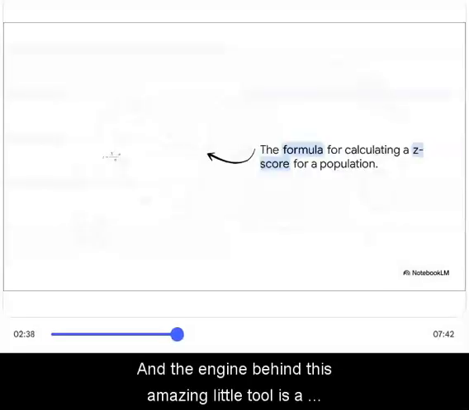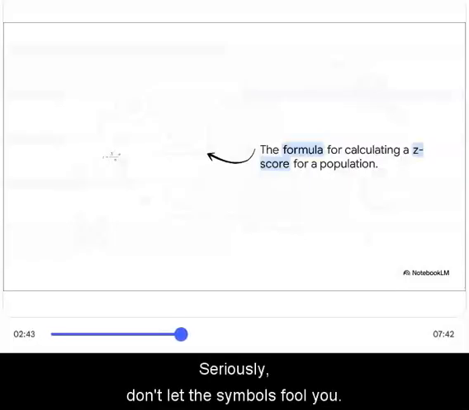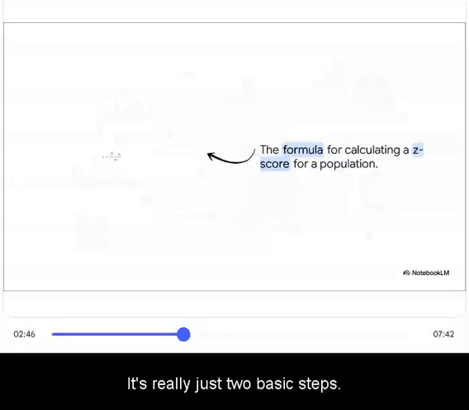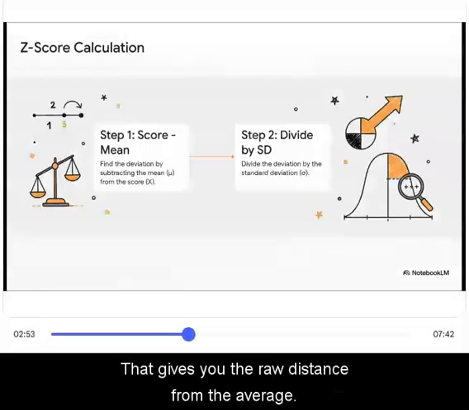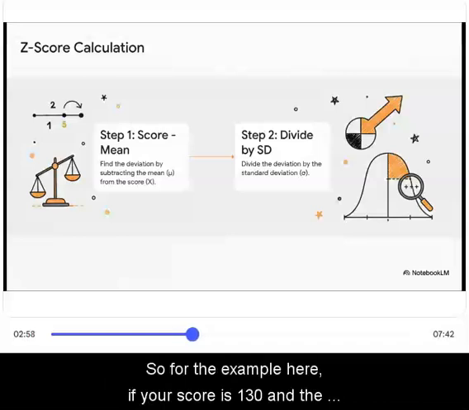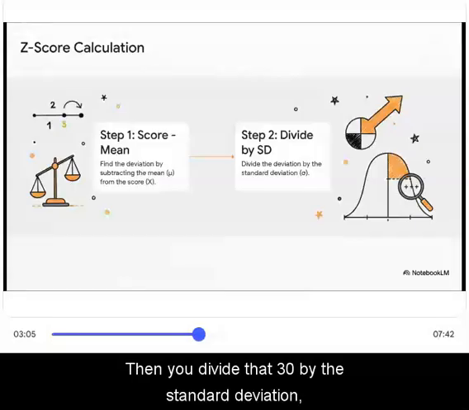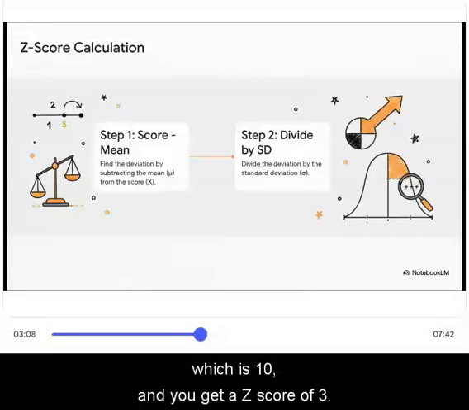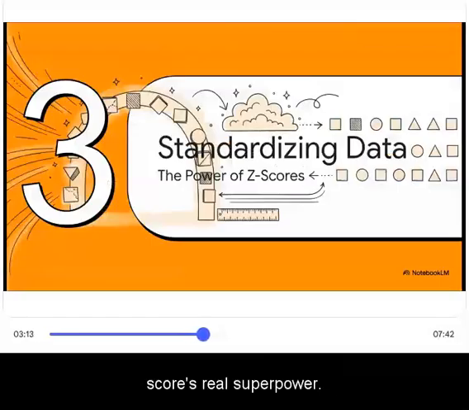And the engine behind this amazing little tool is a surprisingly simple formula. Seriously, don't let the symbols fool you. It's really just two basic steps. So here's how you do it. First, you take your score and subtract the mean. That gives you the raw distance from the average. Step 2, you just divide that distance by the standard deviation. That's it. So for the example here, if your score is 130 and the mean is 100, you're 30 points above average. Then you divide that 30 by the standard deviation, which is 10, and you get a Z-score of +3. Simple as that.